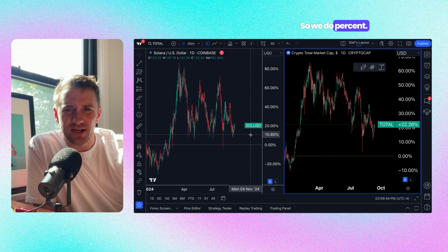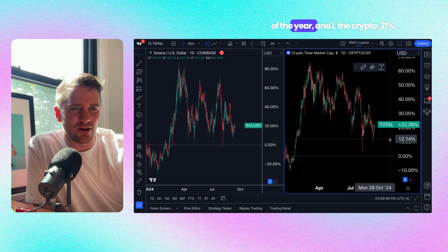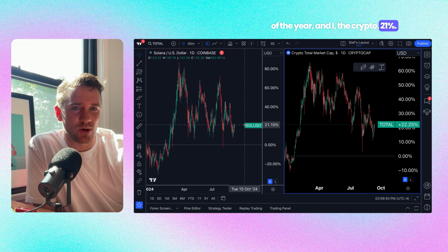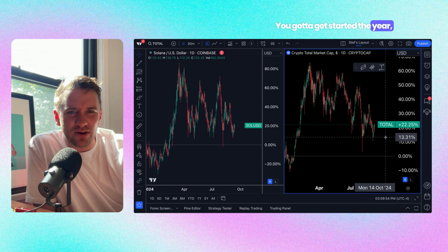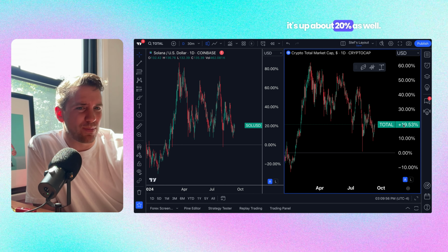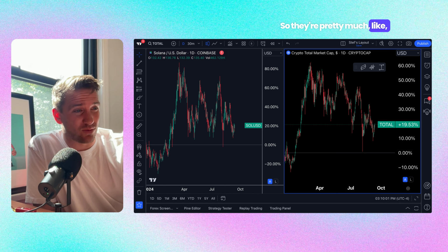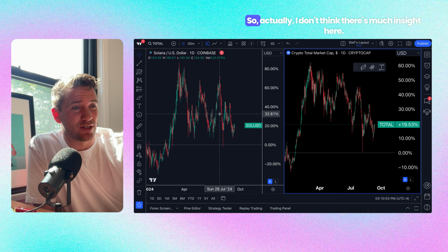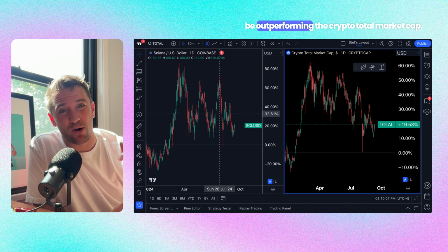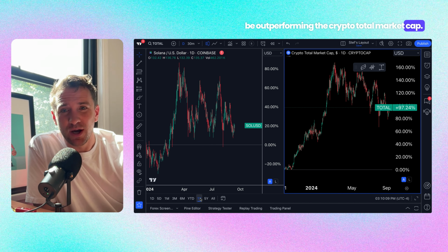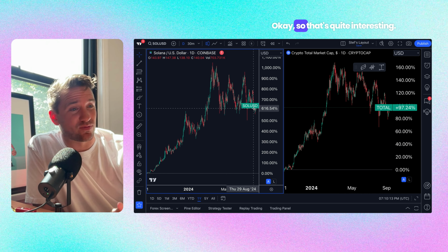In fact, we could change this to a percentage scale to really get a feel for what's going on. So we do percent. Solana's up about 20% since the start of the year, and the crypto total market cap is up about 20% as well. So they're pretty much nicely correlated at the moment. Actually, I don't think there's much insight here. By the way, I thought Solana would be outperforming the crypto total market cap, but we can look over different horizons. If we do over a year, well, okay, that's quite interesting.